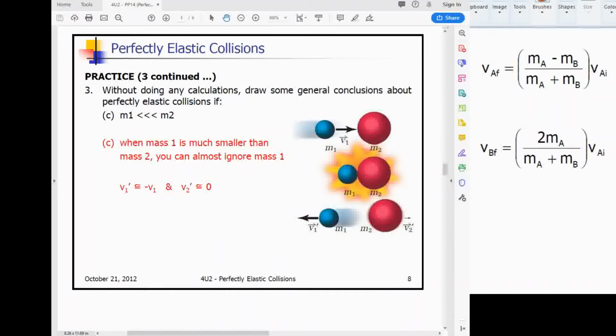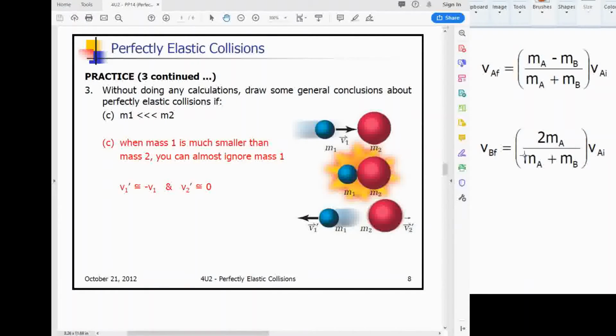The next situation they ask is the opposite. If M1 was much, much smaller than M2, then this implies that M2 is stationary. Looking at this equation, if this was a very large number and this was a very small number, the subtraction between these would be similar to negative MB. The division here would be similar to MB. So this entire term would be similar to negative 1. Our final velocity for A would be almost the opposite of its initial velocity, so it would be minus VAI. It would hit the object and bounce back. It's almost as if it was hitting a wall, and it would have no loss of energy.